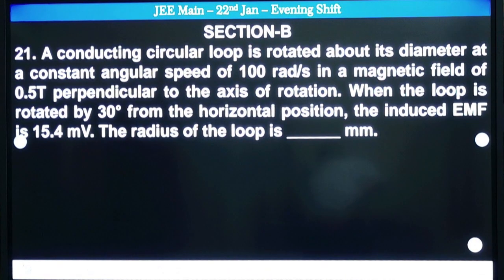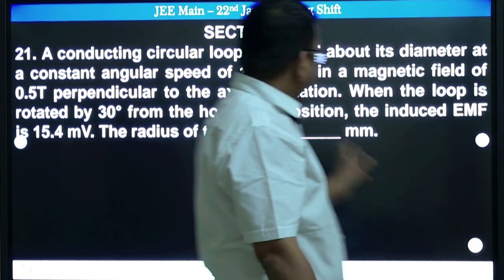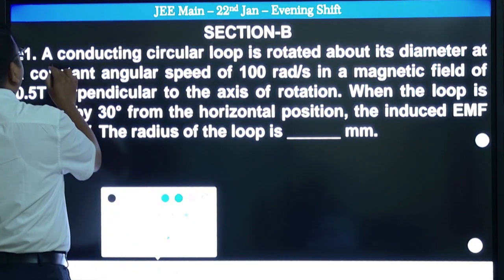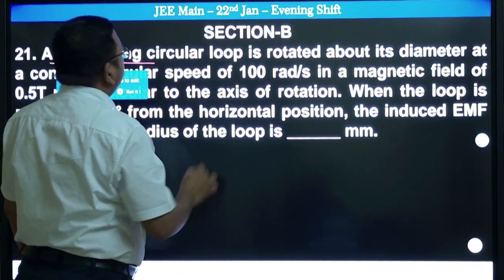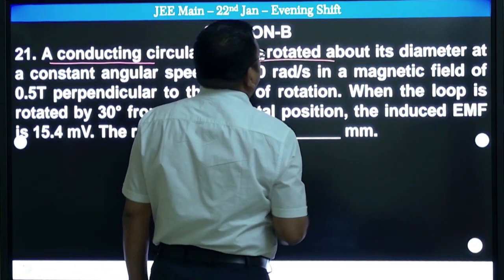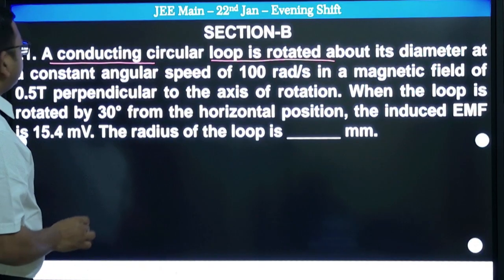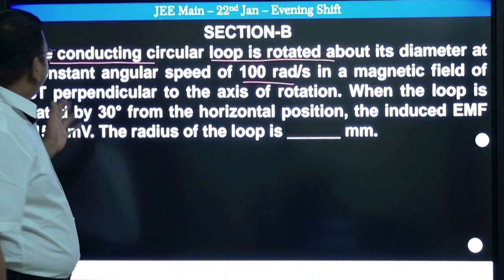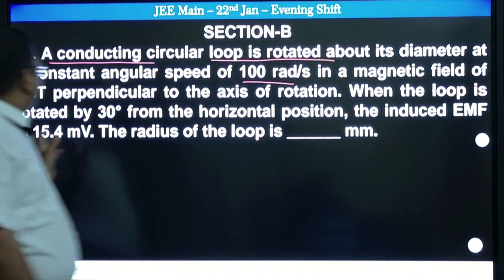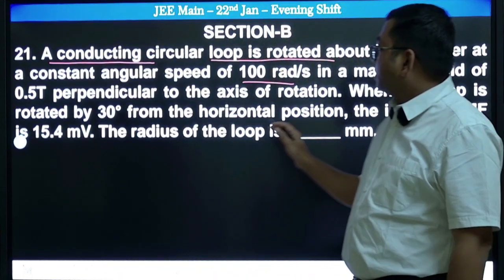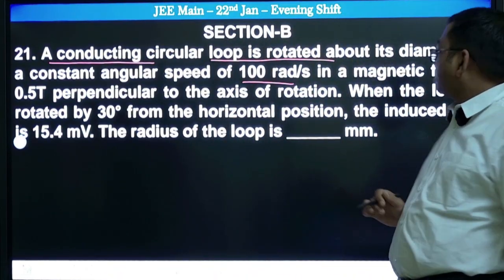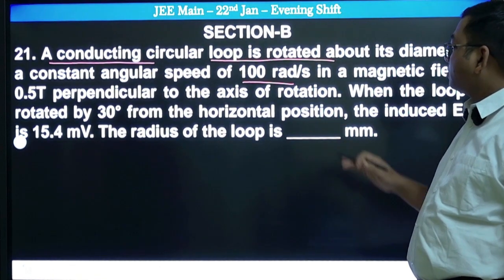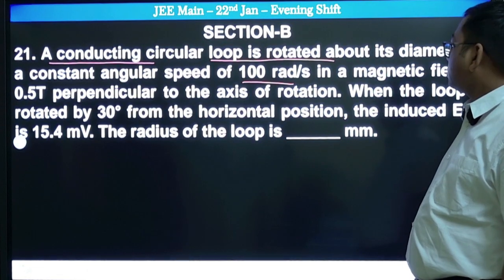So let's continue the next question. What's the next question? A conducting circular loop is rotated about its diameter at a constant angular speed omega in a magnetic field of 0.5 Tesla perpendicular to the axis of rotation. When the loop is rotated by 30 degrees from the horizontal position, the induced EMF is this.